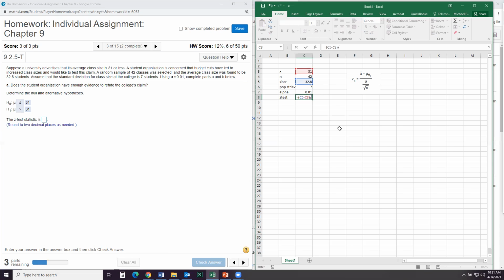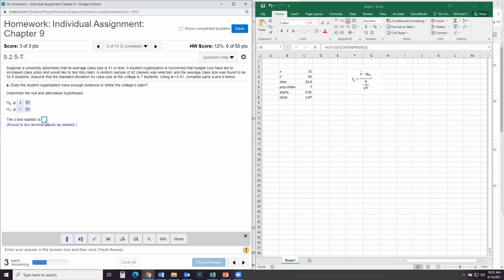And then we divide that by the population standard deviation divided by the square root of little n. And that gives us our Z-test statistic. It wants 2 decimal places, so that I don't make mistakes, I just let Excel do that for me: 1.67.